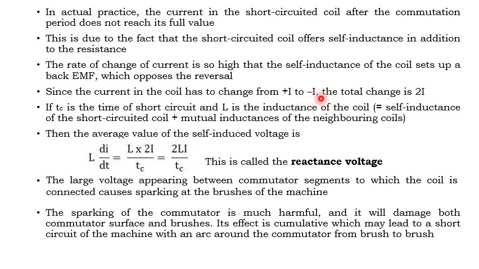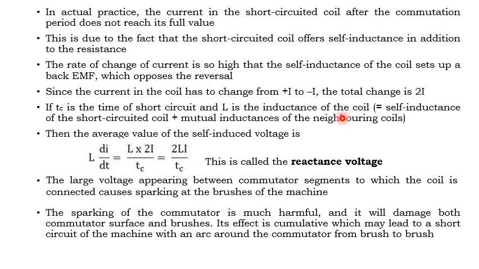you just take the potential difference between these two, then the total change in current you will get is 2 times I. Now here, suppose we consider Tc as the time of short circuit, and L is the inductance of the coil, and this inductance of the coil is the combination of the self-inductance of the short-circuited coil plus the mutual inductance of the neighboring coil, both. So L is the inductance of the coil.